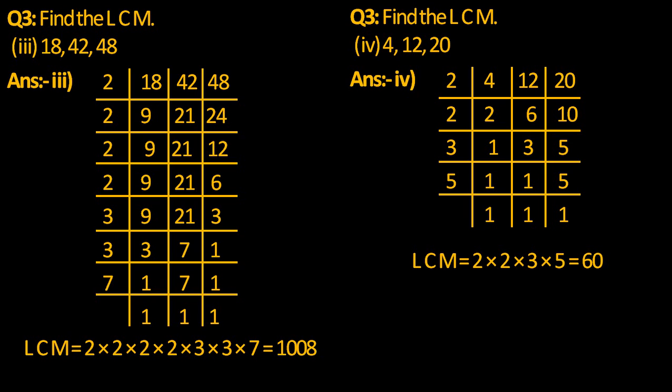Same with these 3 set of numbers, 4, 12, 20. We begin with 2, 2 2s are 4, 2 6s are 12, 2 10s are 20. Then 2 1s are 2, 2 3s are 6, 2 5s are 10. 3 1s are 3, 5 take it down, 5 1s are 5. So now the LCM is 2 multiplied by 2 multiplied by 3 multiplied by 5, which is equal to 60.